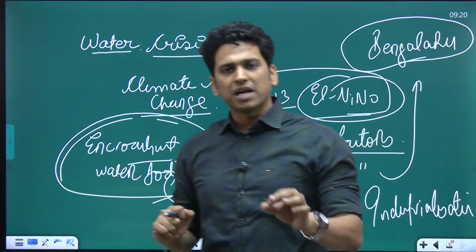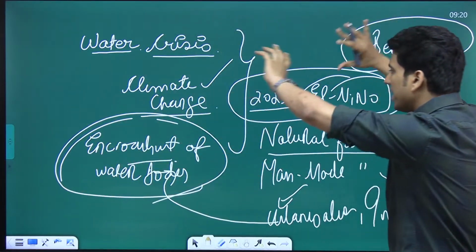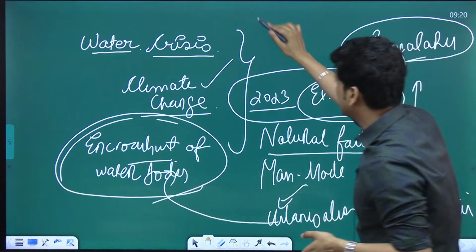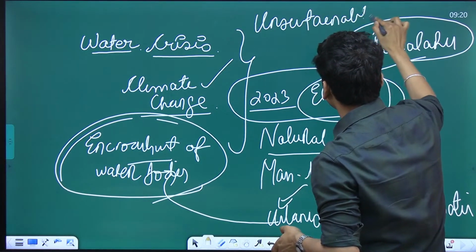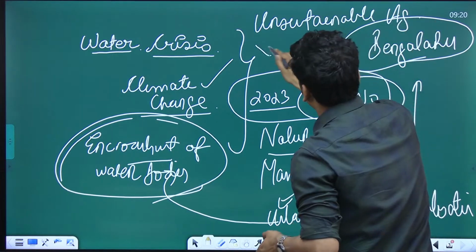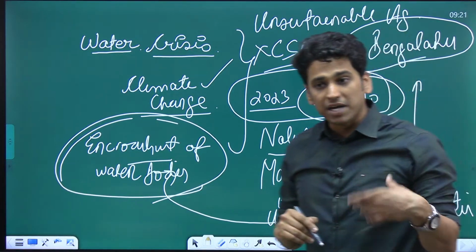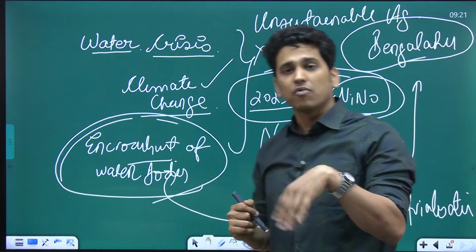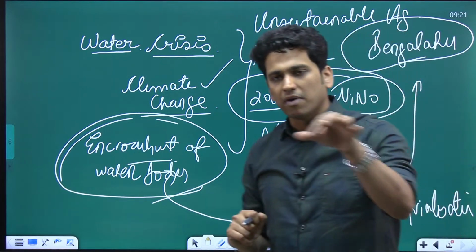So we know that there are certain reasons we can find out. We have written all the reasons here, what are the reasons because of which there is a water crisis. Along with this you can write many things, like unsustainable agriculture. We are not following climate smart agriculture, right? That is why we are depleting the underground water table as well. So these are certain man-made factors that are compounding the problem of water deficit.